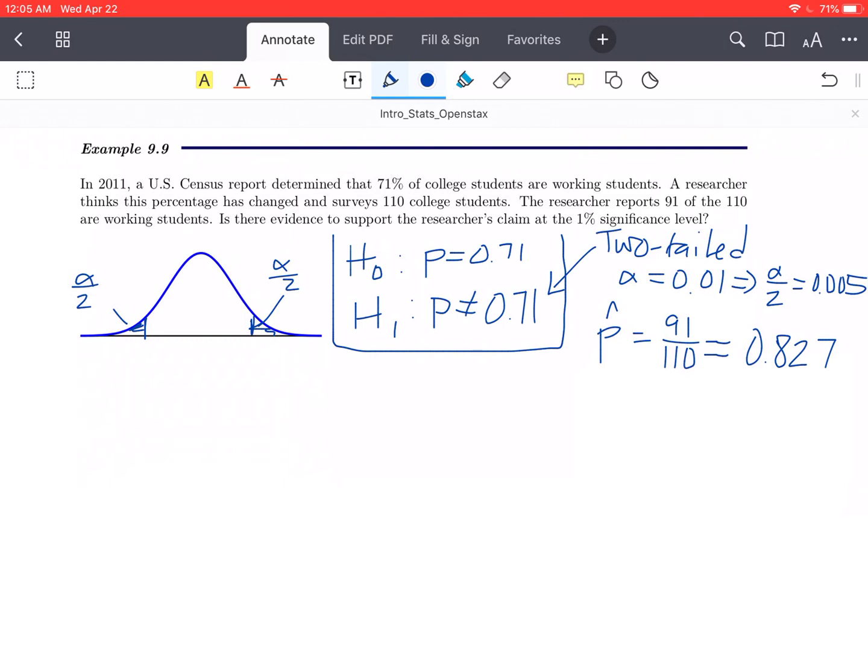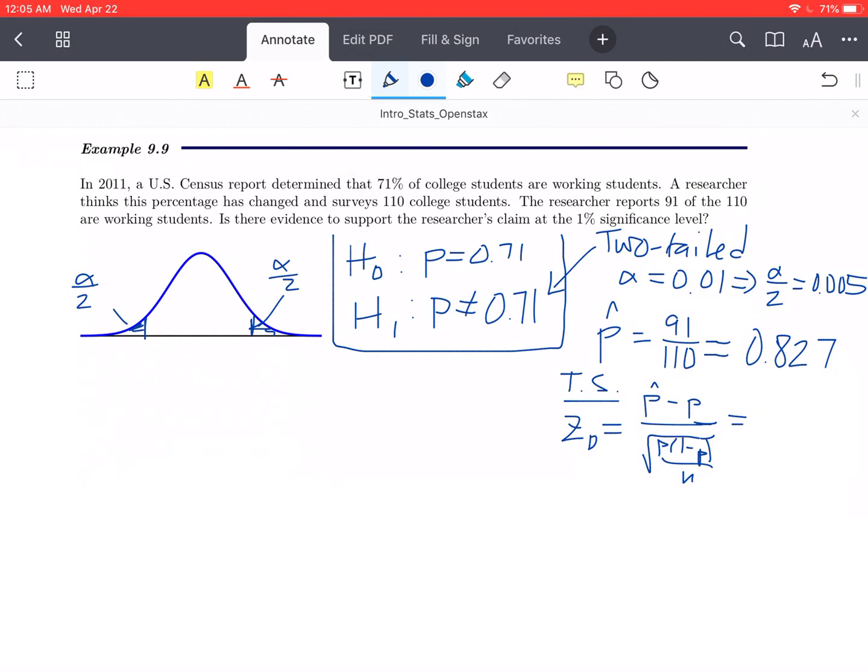So let's get our test statistic first. Our test statistic is going to be z naught. This is p hat minus p over the standard deviation, which for proportions is the square root of p times 1 minus p over n. You might have forgotten that formula, but there it is.